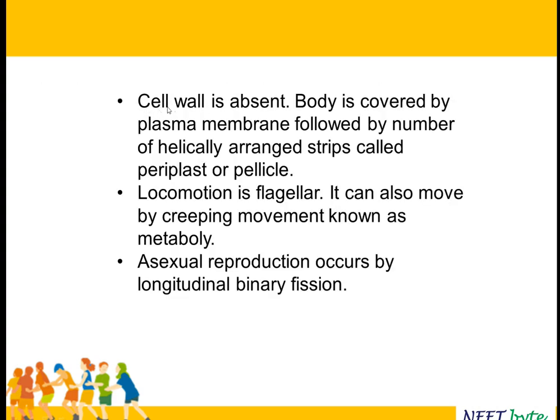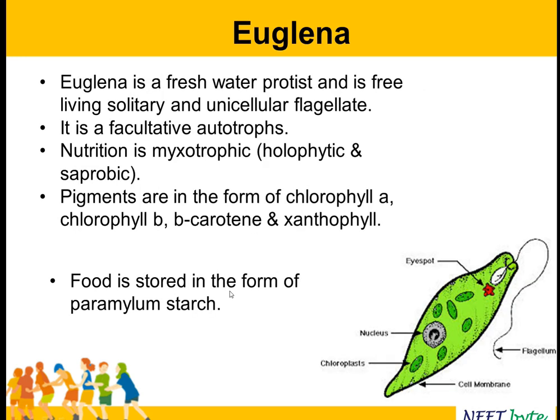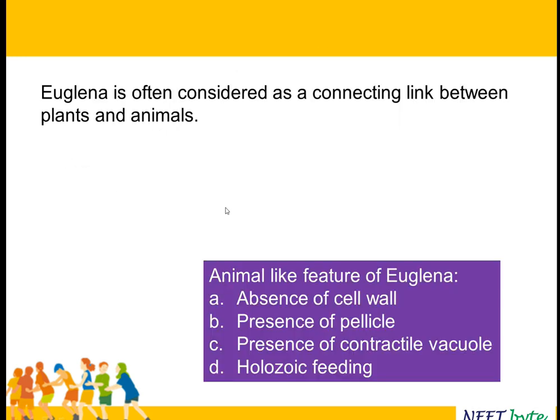Now let's talk about the cell wall. In the cell structure, the cell wall is absent. So the body is covered by a plasma membrane followed by helically arranged strips called pellicle. Locomotion is flagellar as well as creeping movement, and creeping movement is known as metaboly, and that movement occurs due to the presence of myoneme fibers. Asexual reproduction occurs by longitudinal binary fission. That is important. So there is going to be a longitudinal binary fission, right?